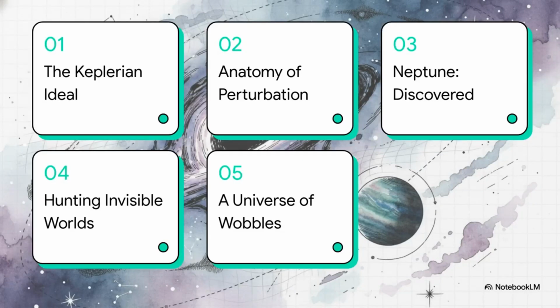So here's our roadmap for today. We'll start with the foundation, the so-called Keplerian ideal of perfect orbits. Then, we'll dissect the anatomy of a perturbation itself. From there, we'll look at one of the greatest stories in science, the discovery of Neptune, a triumph of this very theory. Then we'll jump to the present day to see how we're hunting for invisible worlds around other stars. And finally, we'll consider what it all means to live in this universe of wobbles.